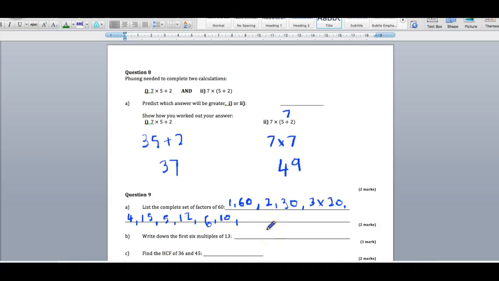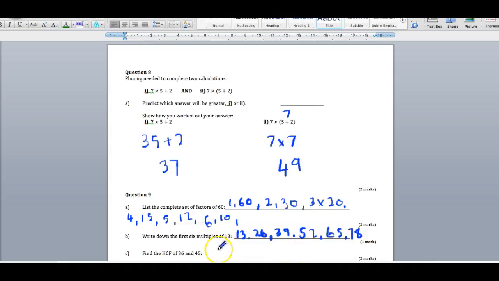All right, question B would have helped you for that previous question where it was a prime number. So the first 6 multiples of 13. So we have 13, 26, 39, 52, 65, 78, I think is the last one. 1, 2, 3, 4, 5, 6.